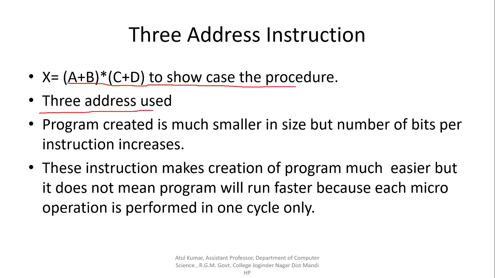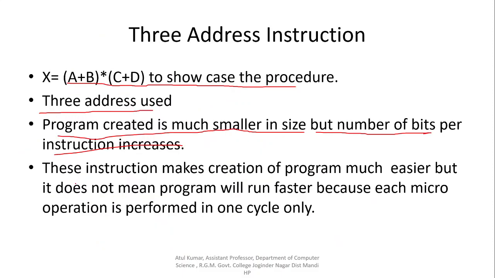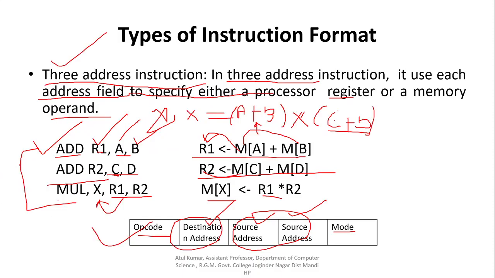It uses 3 address instructions, and we have seen the program created is much smaller in size, but the number of bits per instruction increases. As it uses 3 address instructions, there are only 3 instructions here, so programs are much smaller in size in case of 3 address instructions, but the number of bits per instruction increases. As we can see, per instruction we have a register, we have a content A, and we have a memory location for address B. So per instruction the number of bits increased.